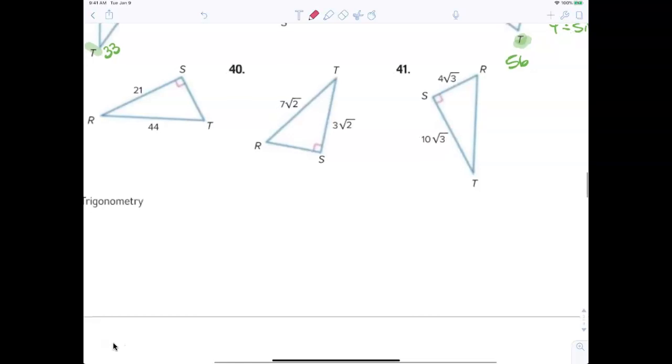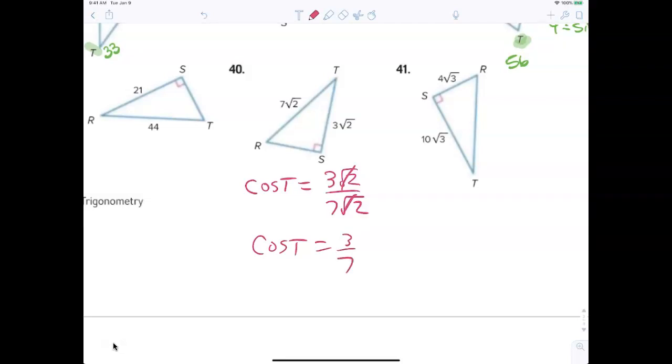Cosine of T is equal to what? Now, what can I do with the radical 2's? Well, actually, because there's a radical 2 on the top and a radical 2 on the bottom, I can just cancel them out, right? You see what I'm saying? So, basically, we just have cosine T is equal to 3 over 7.